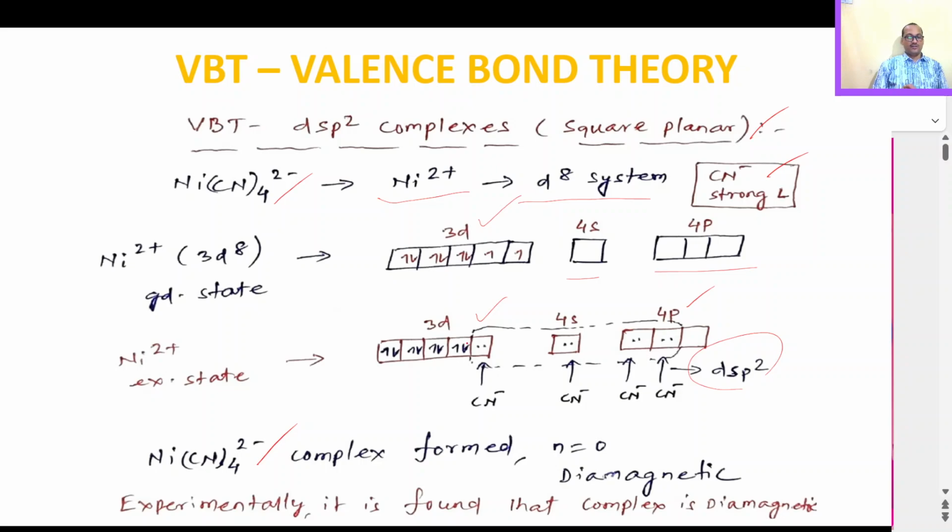So here if you look at the complex, we have no unpaired electrons, so n equals 0. So this is a diamagnetic complex.